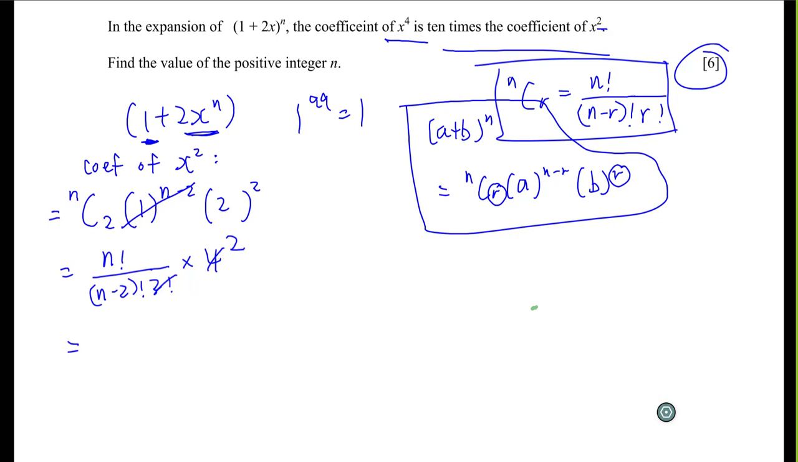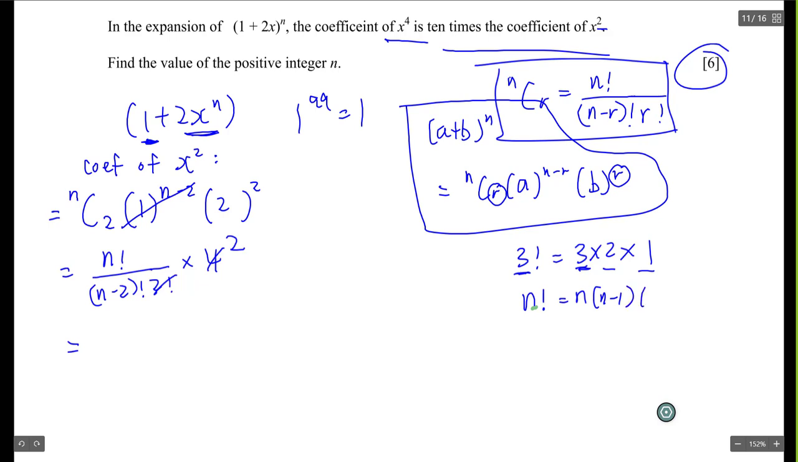Okay, how to expand n factorial? We know 3 factorial means 3 times 2 times 1, isn't it? So you can see the pattern is you copy the 3 first, and then the next number you minus 1, next number you minus 1, until you get 1. So what is n factorial then? n factorial is you start with number n, and then you minus 1, and then you minus 1 again, and keep on going until infinity. How do I stop the n factorial? Because it's not possible I write until infinity, right?